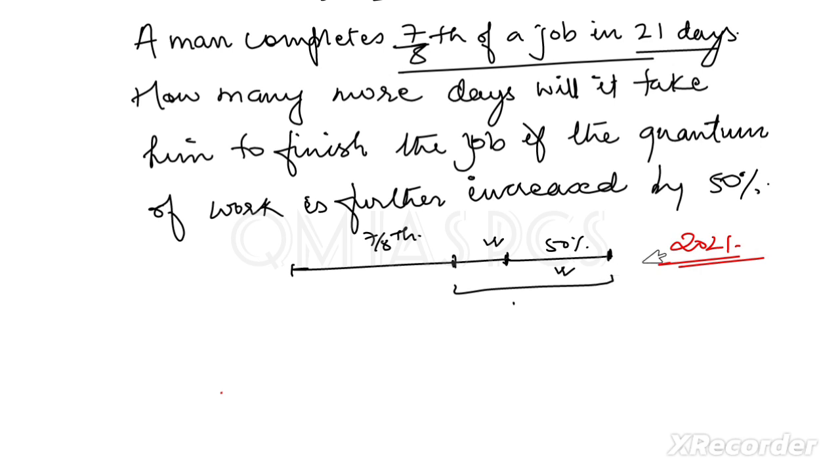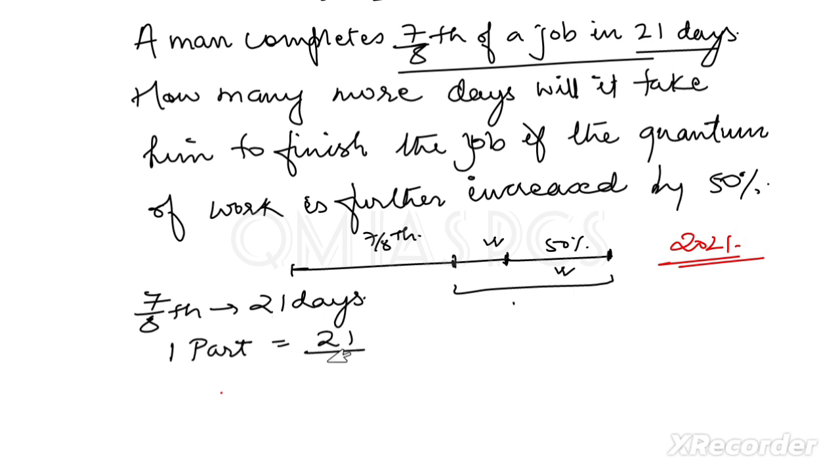So you should understand that 7 by 8 part is completed in 21 days. So the complete work will be done in how many days? One part, that is the complete portion, will be completed in 21 divided by 7 by 8. It will be 21 by 1, multiplied by 8 by 7. So this will cancel out. This is 3, this is 1, so it will be 24. So we will get 24 days.